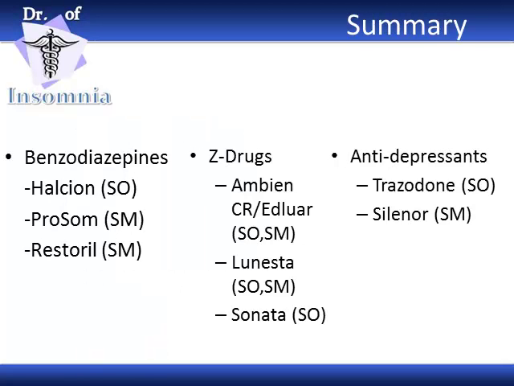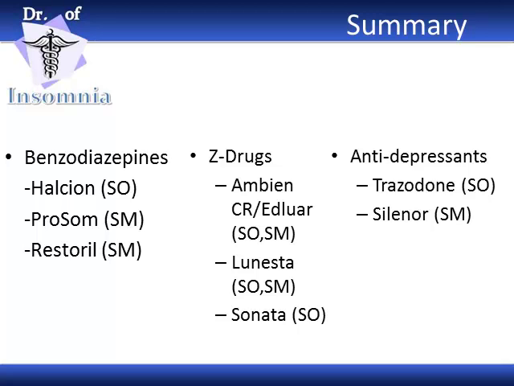So let's summarize the drugs we've talked about today. We've learned about benzodiazepines, Z-drugs, and antidepressants, all used to treat insomnia. Under benzodiazepines, we briefly mentioned Halcion, a drug used to combat sleep-onset insomnia, Prosom, and Restoril, both drugs used to treat sleep maintenance insomnia. Under the classification of Z-drugs, we've talked about Ambien CR, or Edluar, which is used to treat sleep-onset and sleep maintenance insomnia.